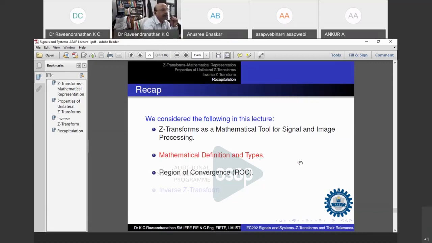Then we also considered the region of convergence, or the values of Z in the Z plane at which X of z converges, which is called the region of convergence. And we have also seen certain properties of the region of convergence. And finally, we have considered the inverse Z transform, the technique to get back the original time domain sequence from the frequency domain representation, which is nothing but the X of z function.